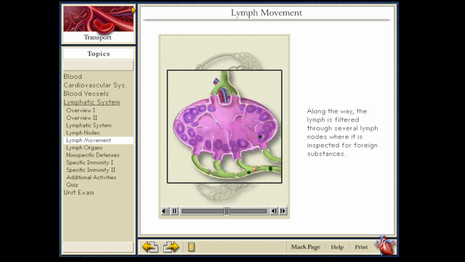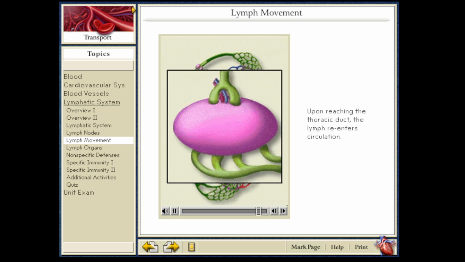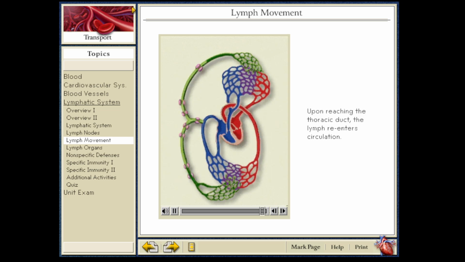Along the way, the lymph is filtered through several lymph nodes where it is inspected for foreign substances. Upon reaching the thoracic duct, the lymph re-enters circulation.